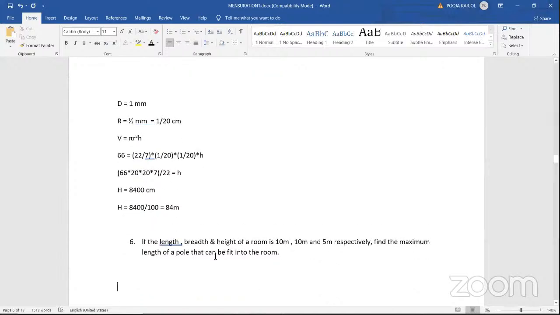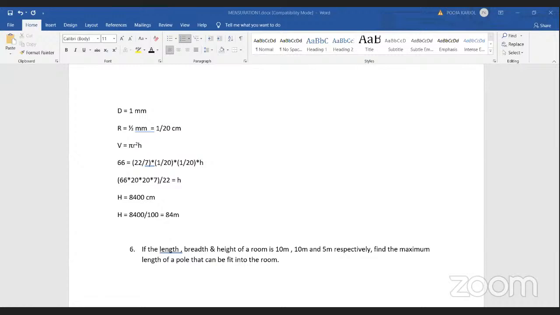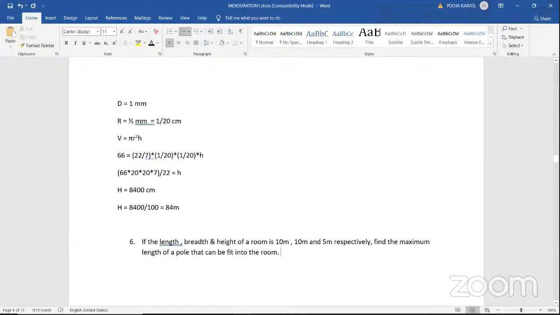This one is very interesting. Try this. If the length, breadth, and height of a room are 10 meters, 10 meters, and 5 meters respectively, find the maximum length of a pole that can fit into the room. You might have done this type of problem before. Shall I solve this one, or do you want to try it?